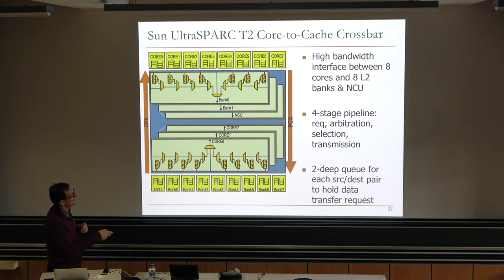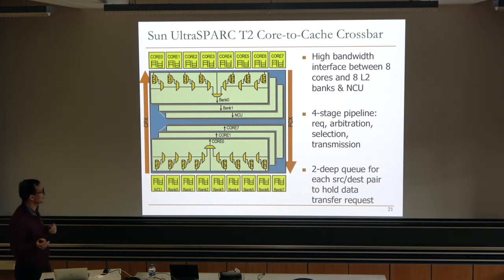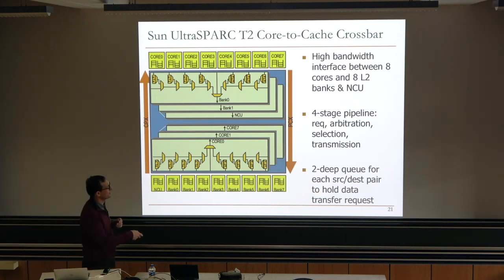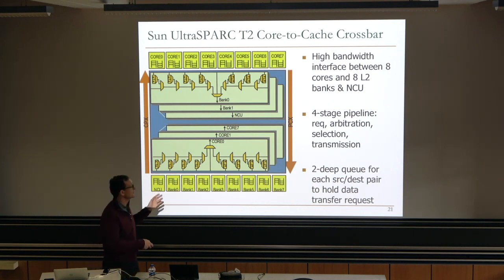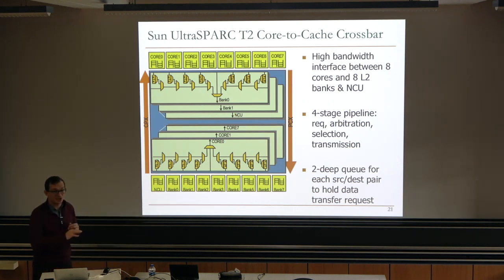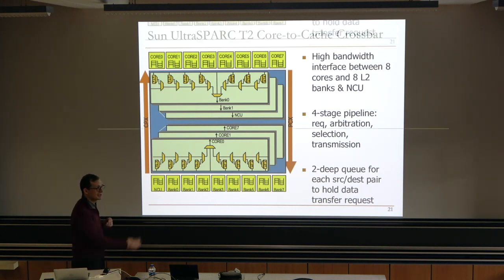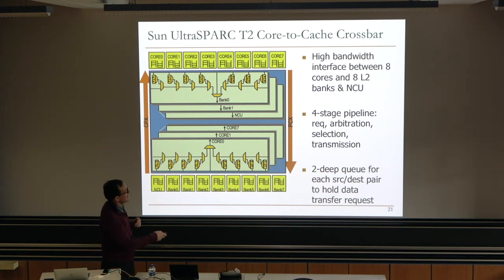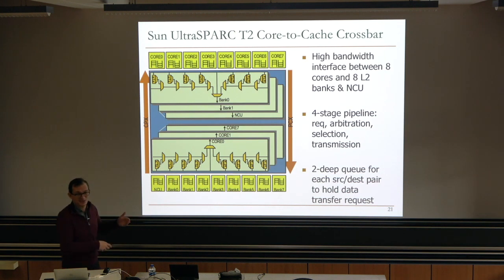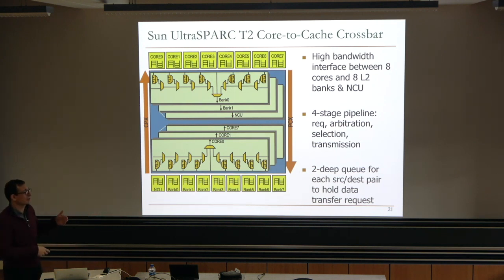This crossbar provides a high bandwidth interface between them, and you can see that for arbitration, they made the design decision to have a buffered arbiter, and the buffer size is a 2 deep queue essentially. Basically they can buffer 2 requests, I think, for each source destination pair to hold the data transfer request, and there's a 4-stage pipeline for arbitration. So it's not done easily. You need to request, and there's arbitration, and the arbiter decides which one gets to send the request to the shared destination link, and in the next cycle the transmission happens. So it's a 4-cycle latency to go over the network basically.